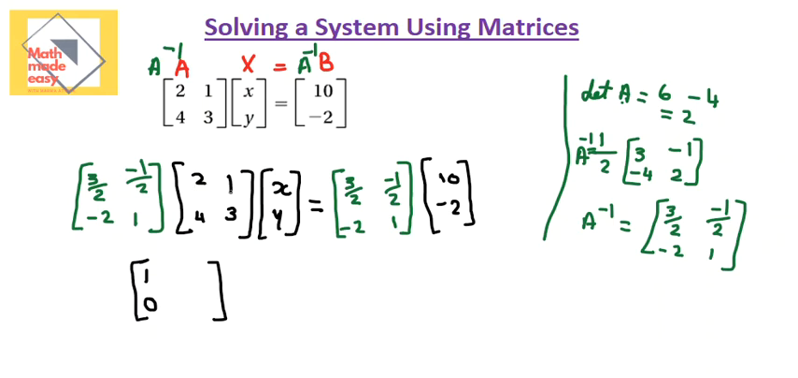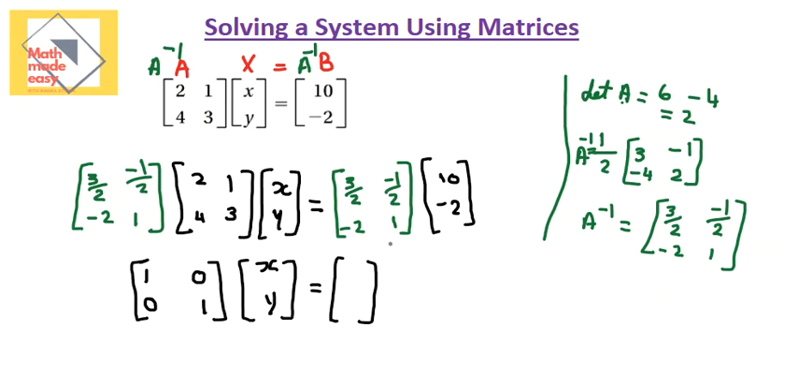3 over 2 multiplied by 1 is 3 over 2. Negative half multiplied by 3, that's a negative 3 over 2, that makes a 0. Negative 2 times 1 is negative 2, and 1 times 3 is 3. Negative 2 plus 3, that's a 1. Now this is a way for you to check that your work is correct and you are multiplying by the correct matrix. Now I have this equal to an identity multiplied by x and y, and then the last thing we need to do is multiply these two.